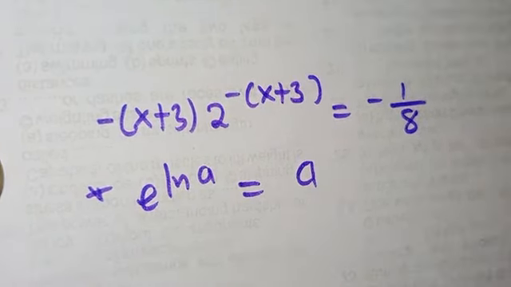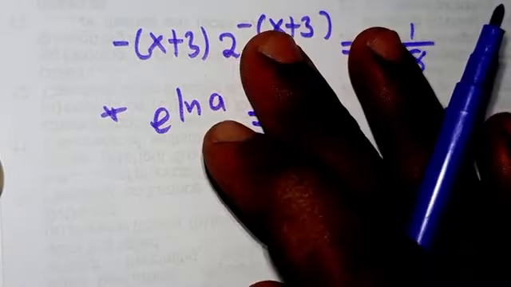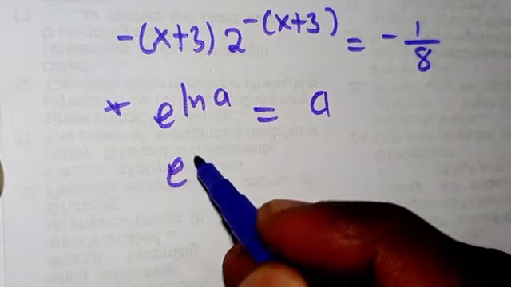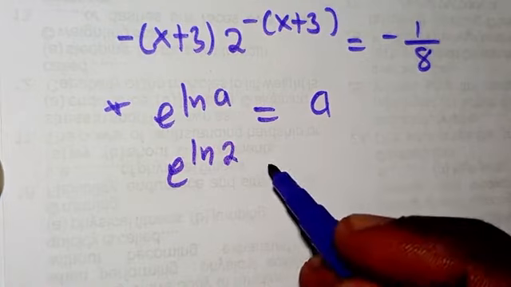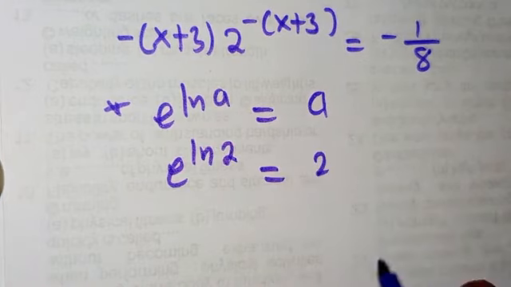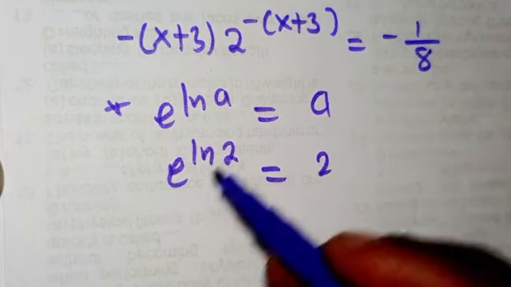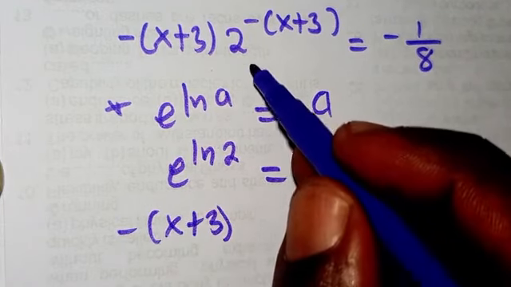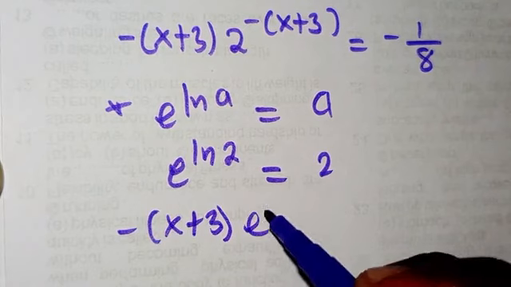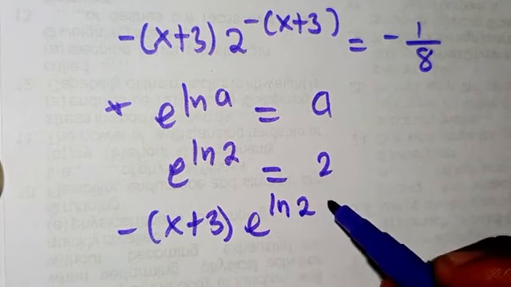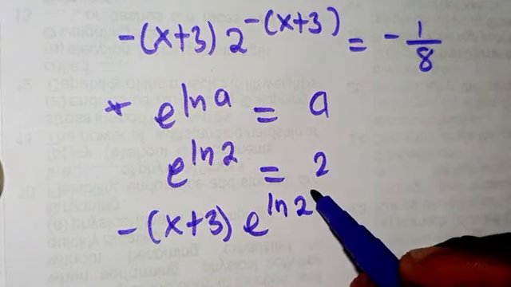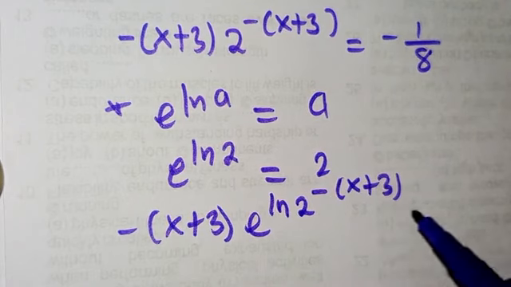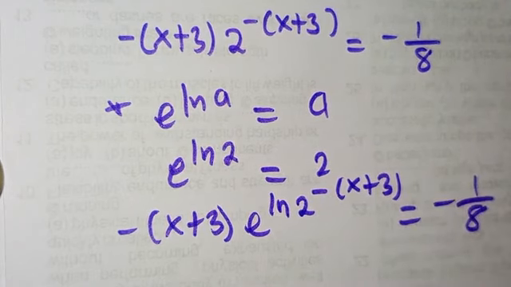Alright, so we're going to have that e to the ln 2 will give me 2. So therefore I'm going to replace that: where I see 2, I will replace it with e to the ln 2, but don't forget that this 2 already has the power of minus x plus 3, then equals minus 1 over 8.